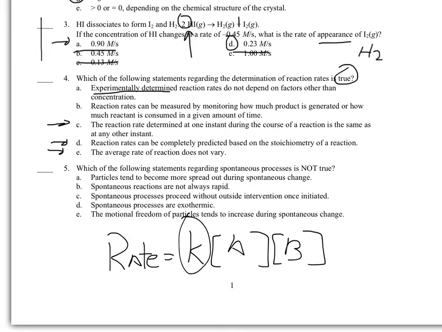And remember the K has to do with orientation and collisions and activation energy and a bunch of other things. So there is one term that's different than just concentration. And so the answer here is B.